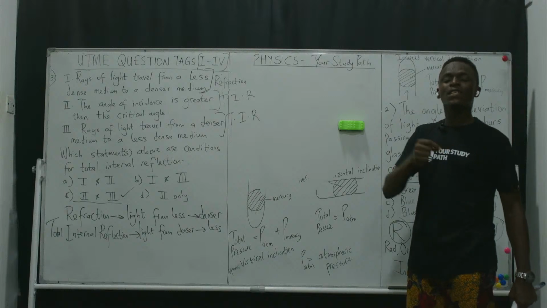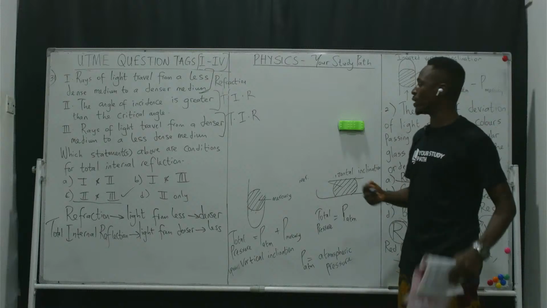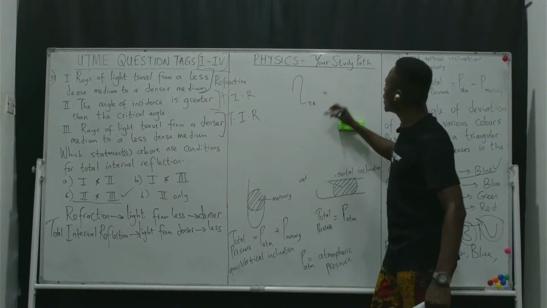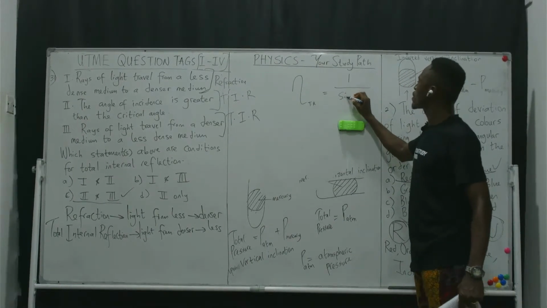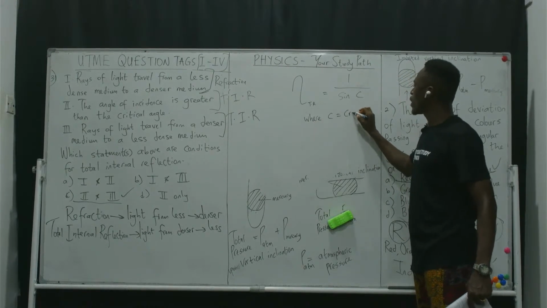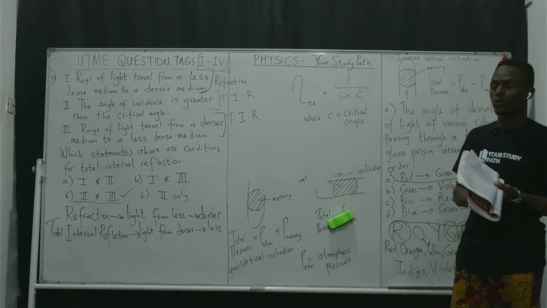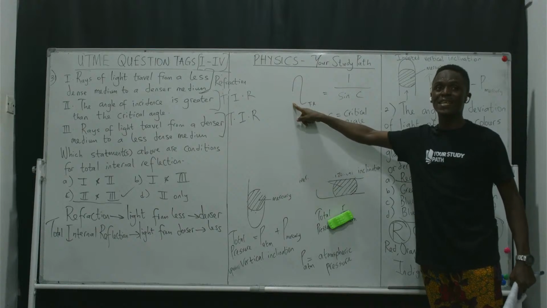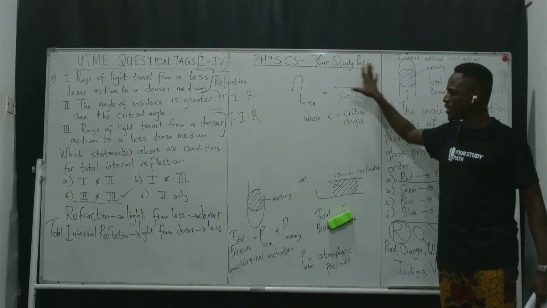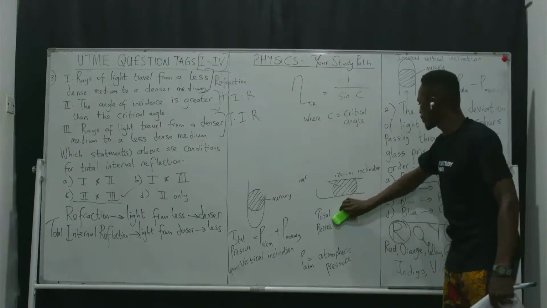Bear in mind that they can ask you to calculate the critical angle. Then you are working with the refractive index. Under TIR, the refractive index is equal to 1 over sine C, where C equals the critical angle. Bear that in mind. The refractive index they are going to give you inside that question should be equal to 1 over sine C. This is the formula for total internal reflection in relation to critical angle. We move on.